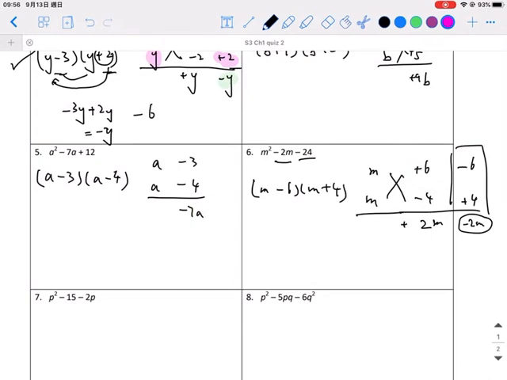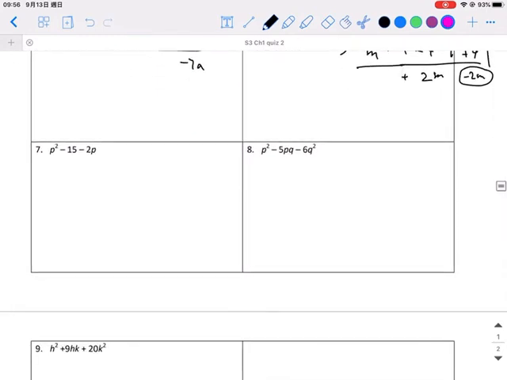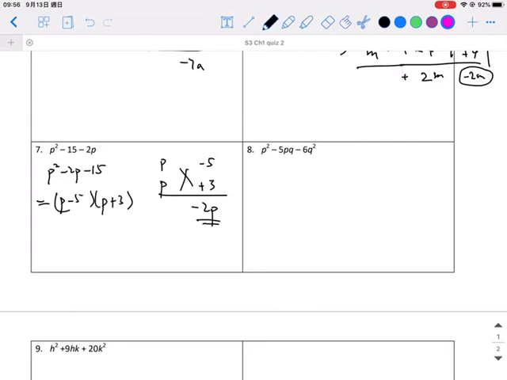Question number 7: first of all, we need to rearrange the order, or not, up to you. The first one is p, and then negative 5 times positive 3, and you will get negative 2p. So it is the correct pair, so it's p minus 5 and p plus 3.